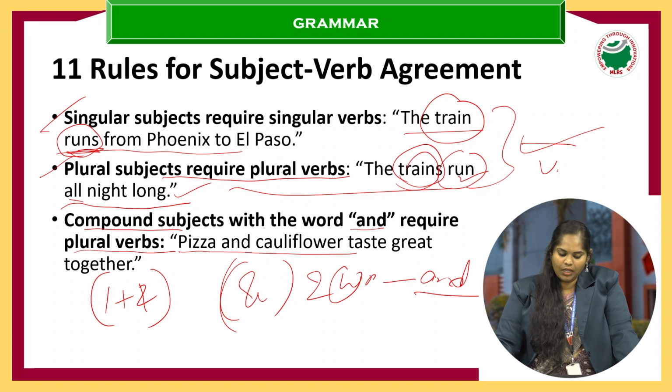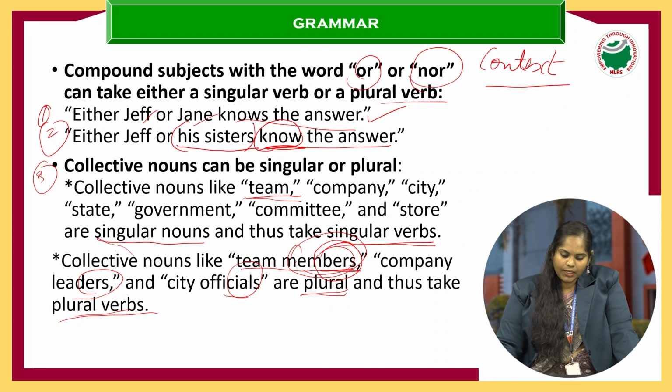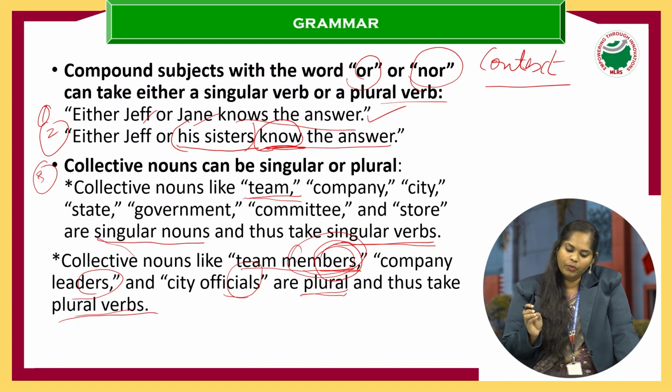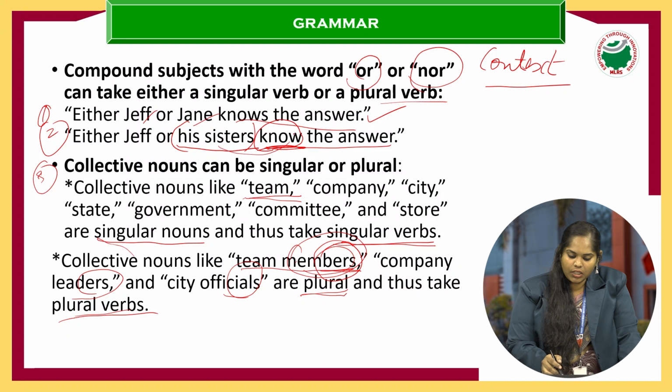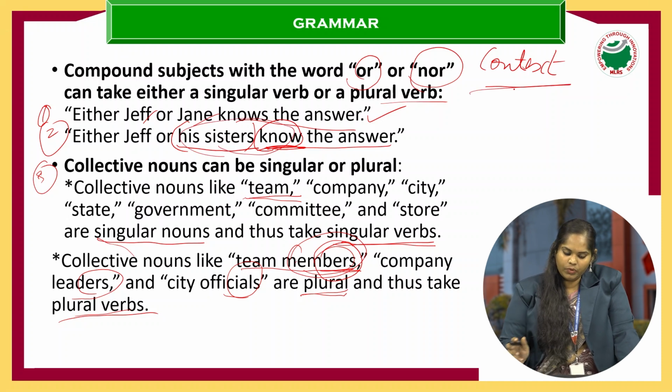Compound subjects, when they are joined with and, are considered plural, so you have to use plural verbs. Next, compound subjects joined with or, nor: you have to understand the context. You have to see the hint words there. Again, I'm mentioning context, you will be seeing it.